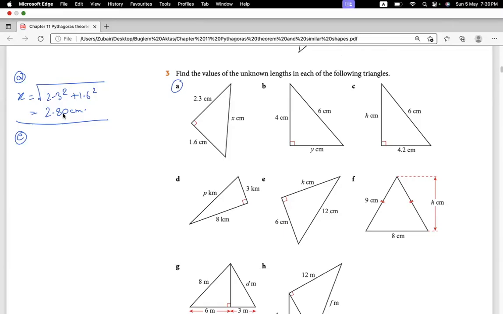Till now it is 2.80 because the next digit was 1. E part would be 12 squared minus 6 squared, whole square root. So K is equal to the square root of 108. This gives me 10.3923. What would it be to three significant figures? It would be 10.4. 10.4 centimeters. How will we do this F part?